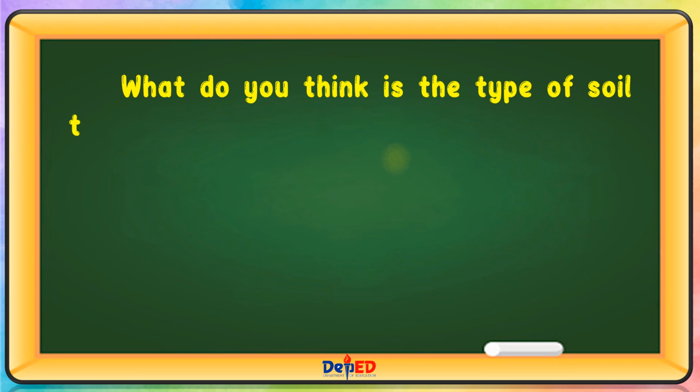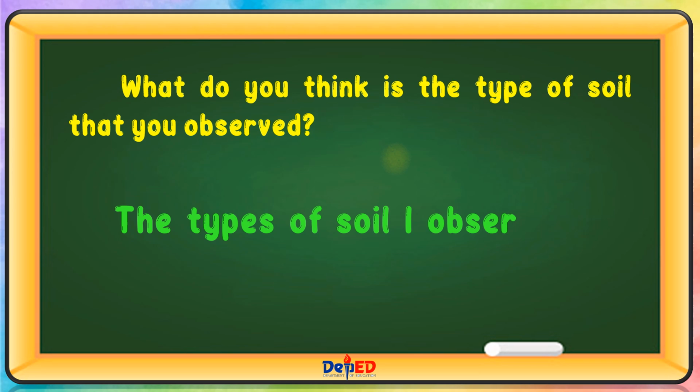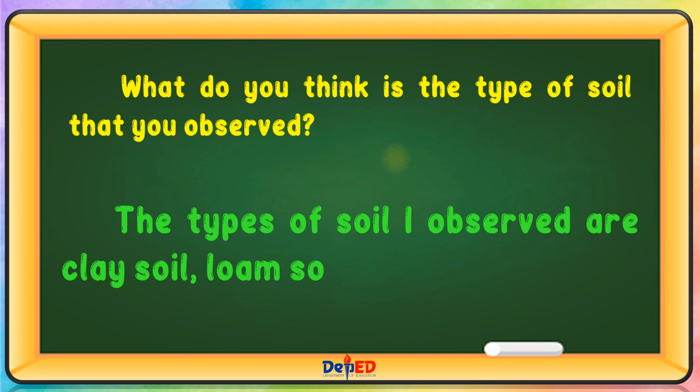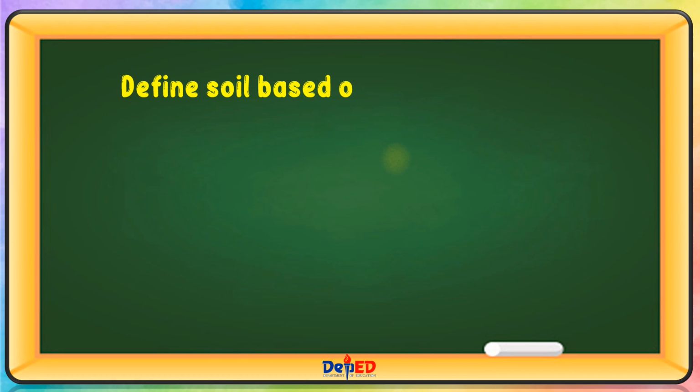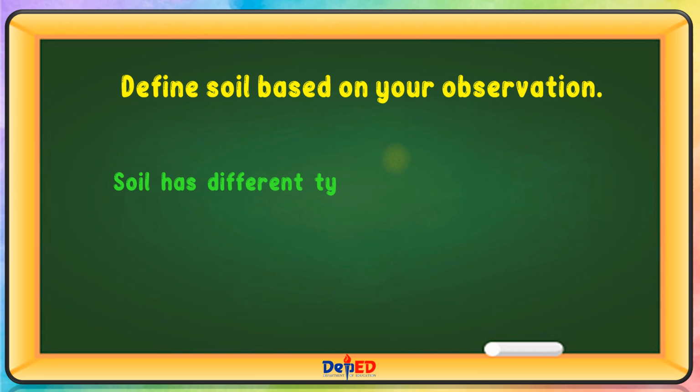What do you think is the type of soil that you observed? The types of soil I observed are clay soil, loam soil, and sandy soil. Define soil based on your observation. Soil has different types: clay, loam, and sand.